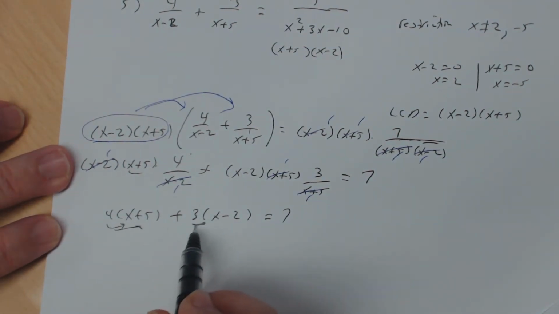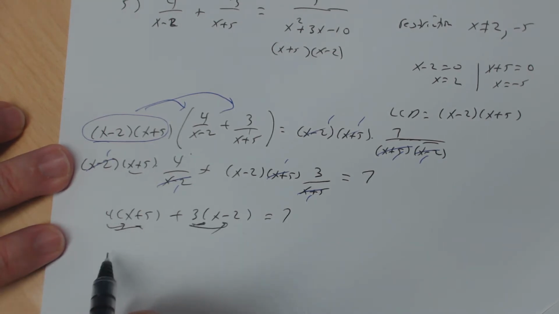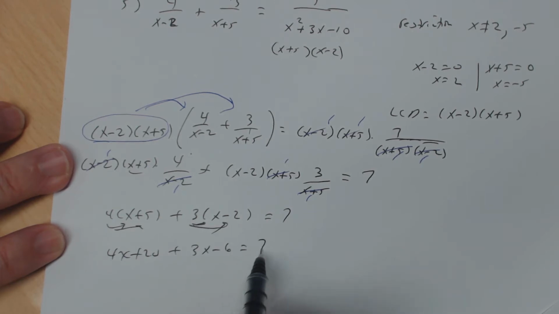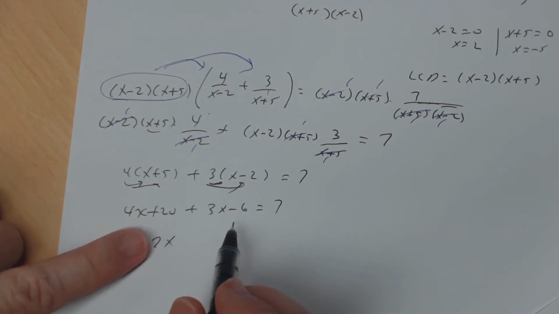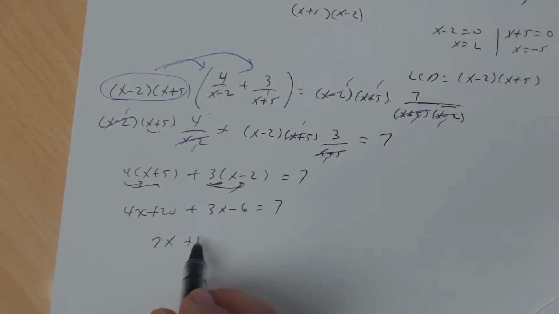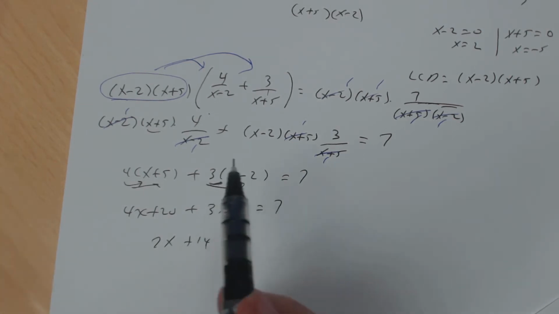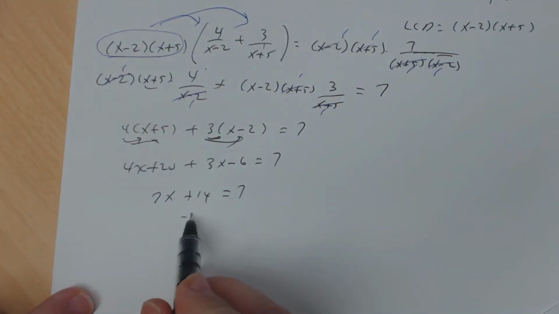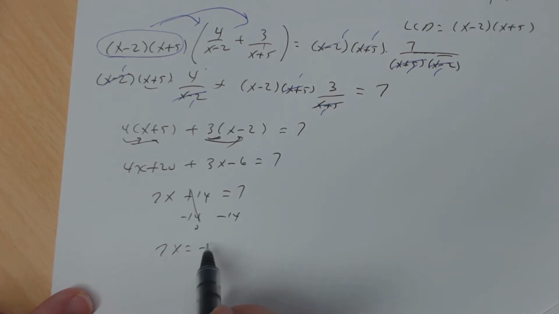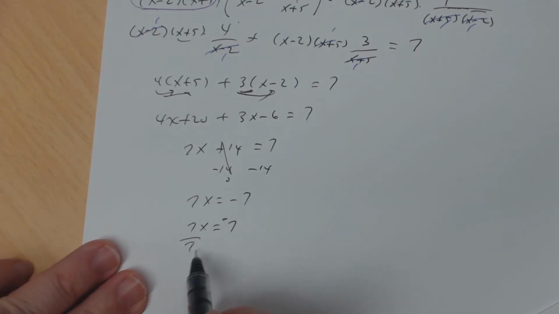And then distributing, I get 4x plus 20 plus 3x minus 6 equals 7. Combining like terms, 4x and 3x is 7x. 20 and a negative 6 is a positive 14, equal 7. Notice I went from a rational equation to a linear equation. So I'm going to solve this linear equation. I'm going to subtract 14 from both sides. Combine like terms, I get 7x equal a negative 7. To get x by itself, I'm going to divide both sides by 7.